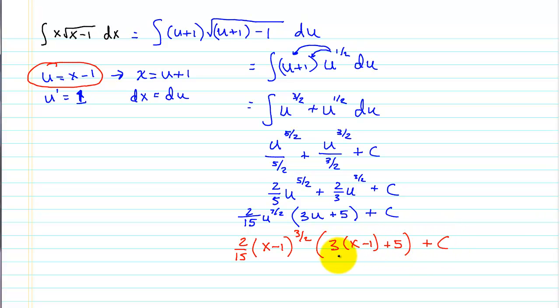And my last part is going to be to simplify this. So I distribute my 3 and combine my like terms, so I get 3x. Here I have 3 times -1, so I have -3 plus 5 is plus 2. And now I have my answer back in terms of x, and we are complete. So this is our first example of integrating using formal substitution.